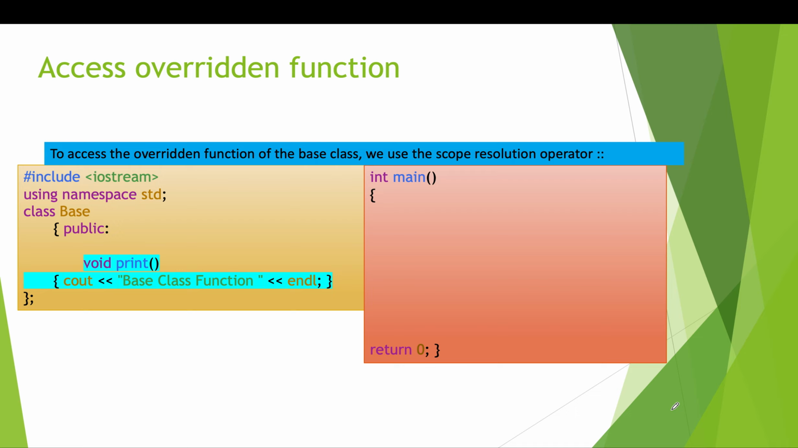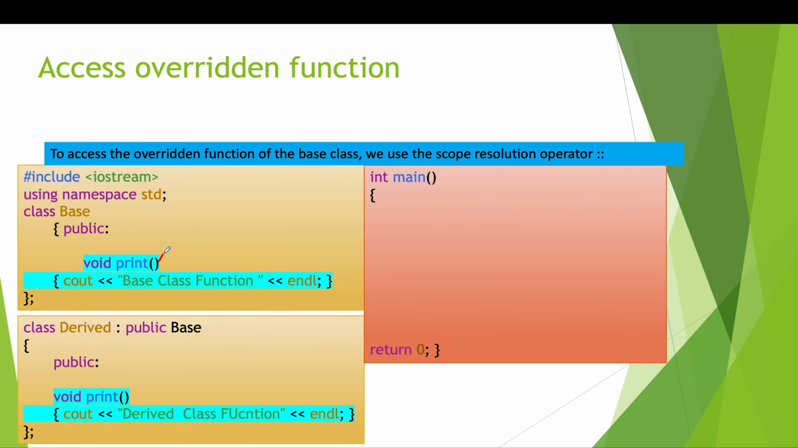Okay, so we'll see one more example on this, and after that we'll wind up the lecture. It says: to access the overridden function of the base class. Suppose you want to use the base class function and you don't want to use the child class function, how can you do that? We have a function with the same name in the base class as well as in the derived class. We created two objects, derived1 and derived2, of the derived class.